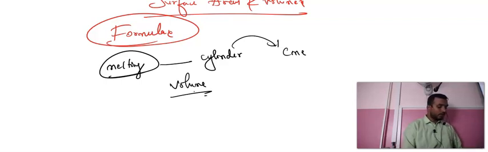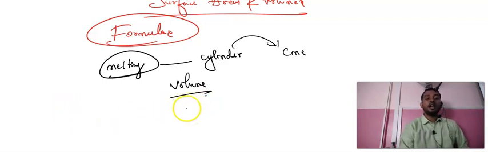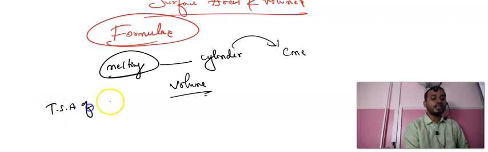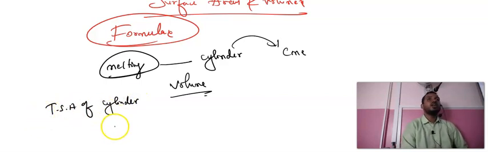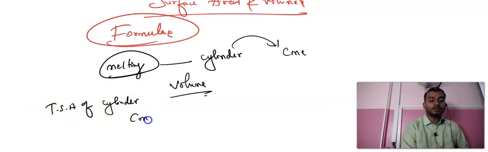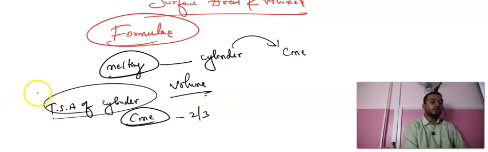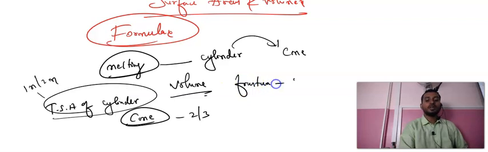And then apart from that, volume, and most probably you can solve problems on total surface area of cylinder, and then problems based on cone. Here you can expect 2 or 3 mark questions based on cone. Total surface area of cylinder, based upon that you can expect 1 or 2 mark questions. And frustum of a cone, you can expect around a 4 mark question.